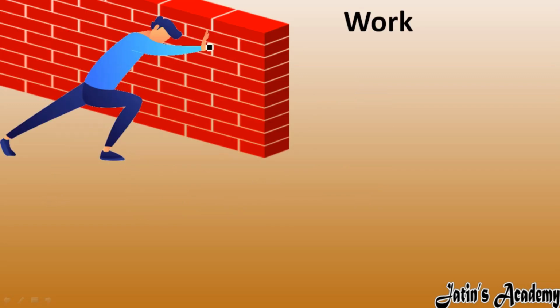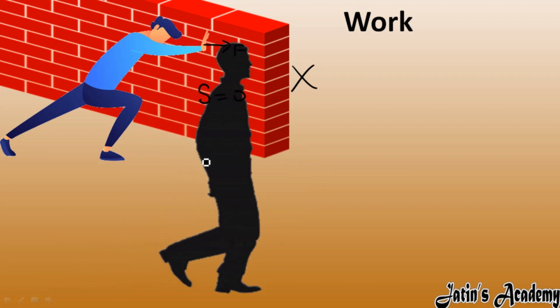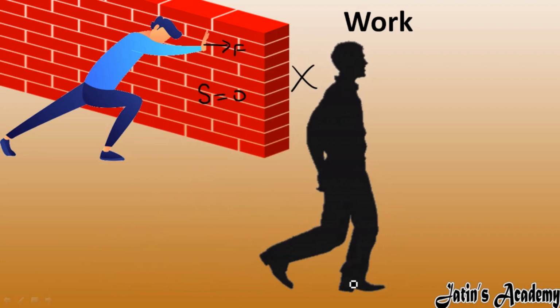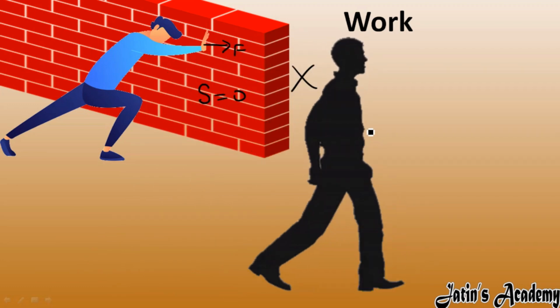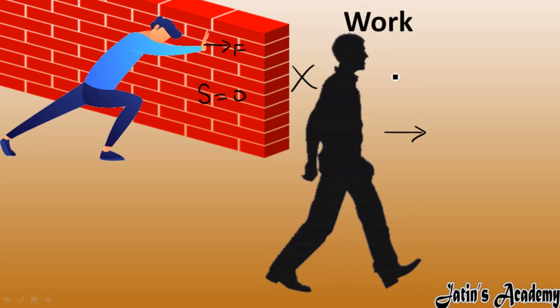As the person is applying force on the wall, but in this case displacement of the wall is 0, so work is not done here. Next example we have a man walking on the ground. As the man is walking, force is applied on the ground and the man is moving in the forward direction, so here work is done.